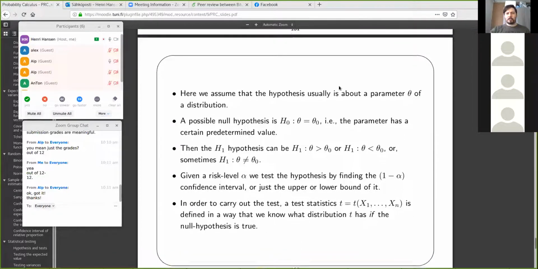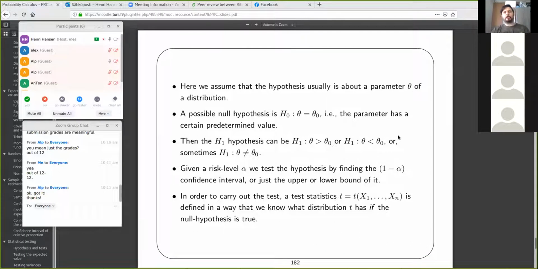In this material, we assume that the hypothesis is about a parameter of the distribution, such as expected value. And usually the possible null hypothesis that we make is that this parameter is some theta 0. So this theta could be either the expected value or the variance or something else. And the parameter has a certain predetermined value. It could be the correlation between two variables.